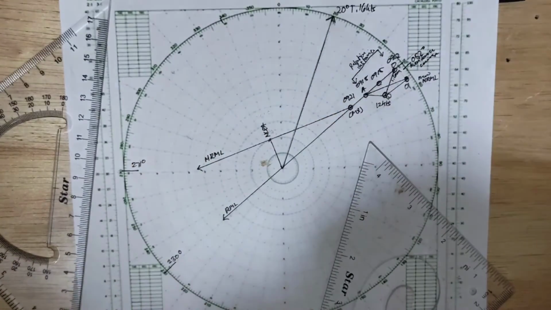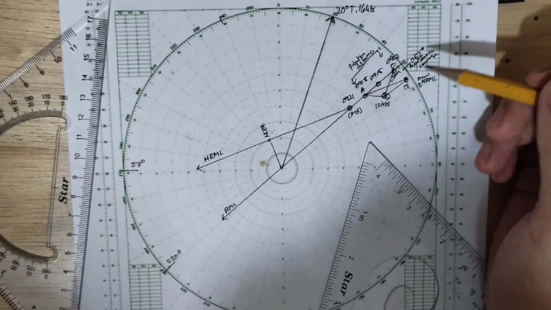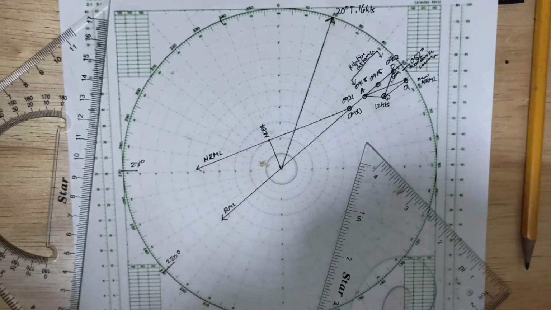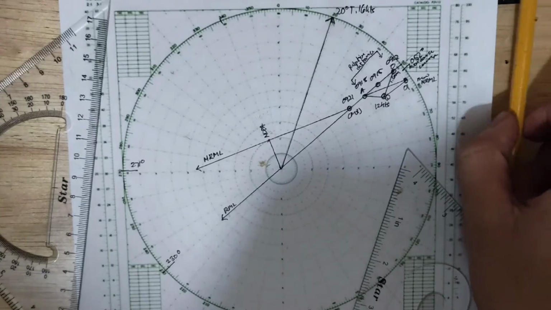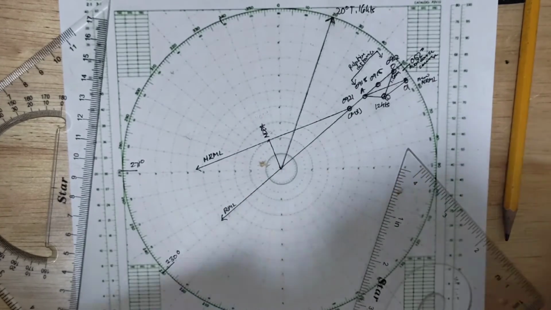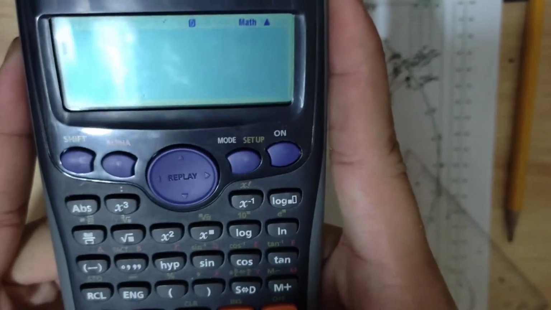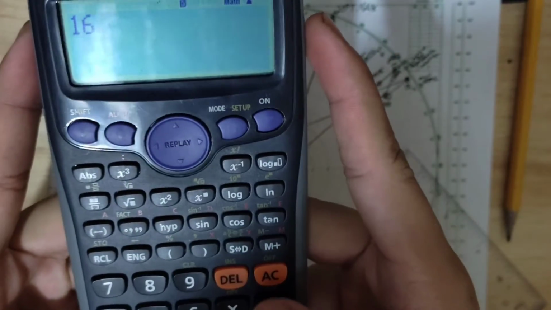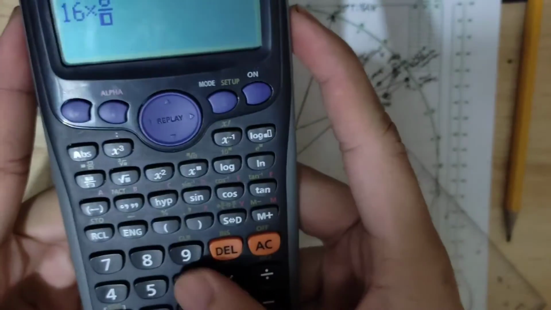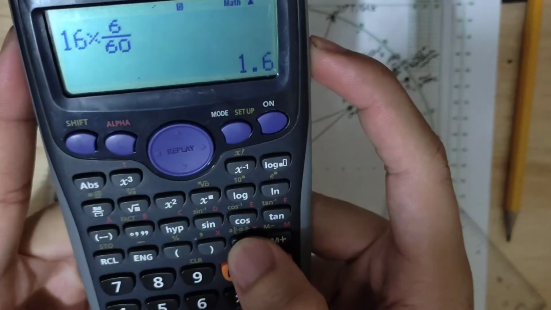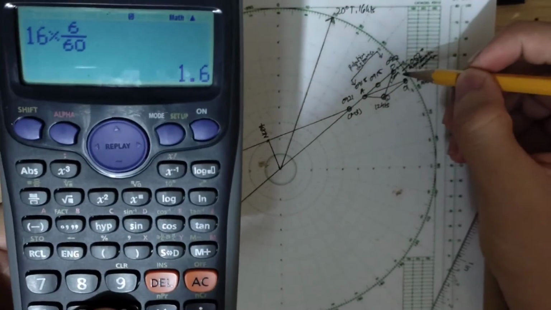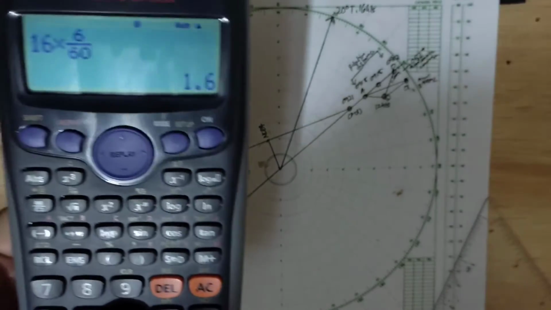Then next is we are going to get the distance from O to W. To get the distance, we use the formula of speed times plotting time interval over 60. So our speed is 16 knots times the plotting time interval 6 minutes over 60 equals 1.6. So the answer to this is 1.6 nautical miles.